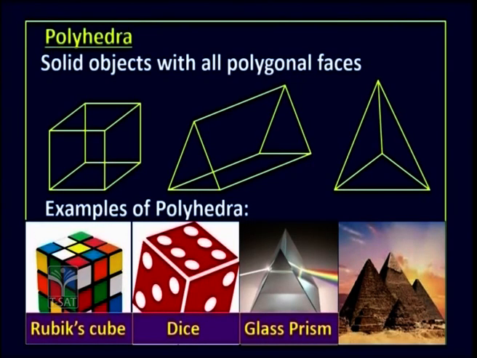Children, now you can see the names of the examples here. First one is Rubik's cube, second one dice, third one glass prism, fourth one pyramids. These are all examples for which one, children? Yes, polyhedra, because these are 3D objects which are having only polygonal faces.